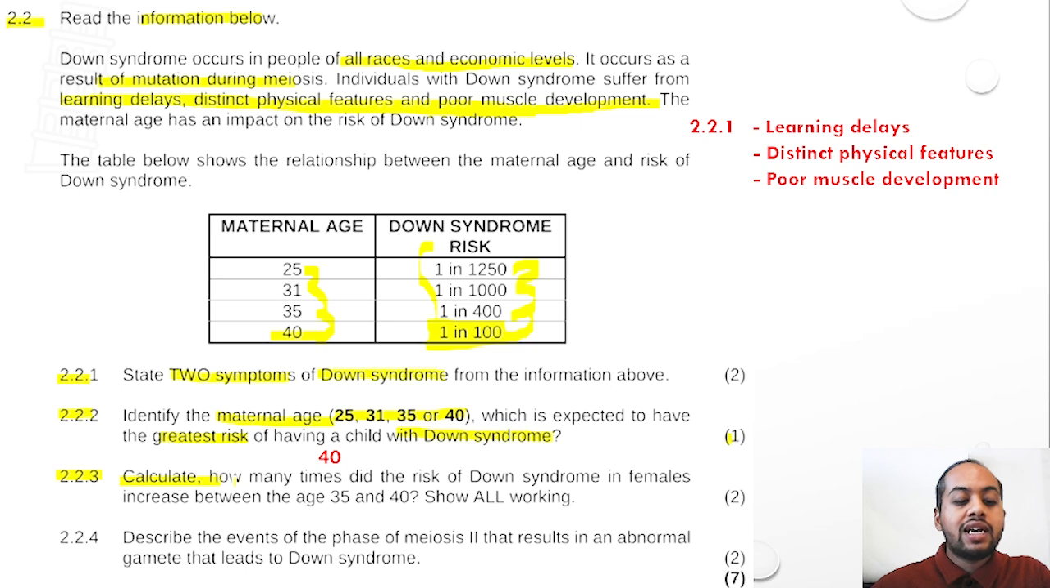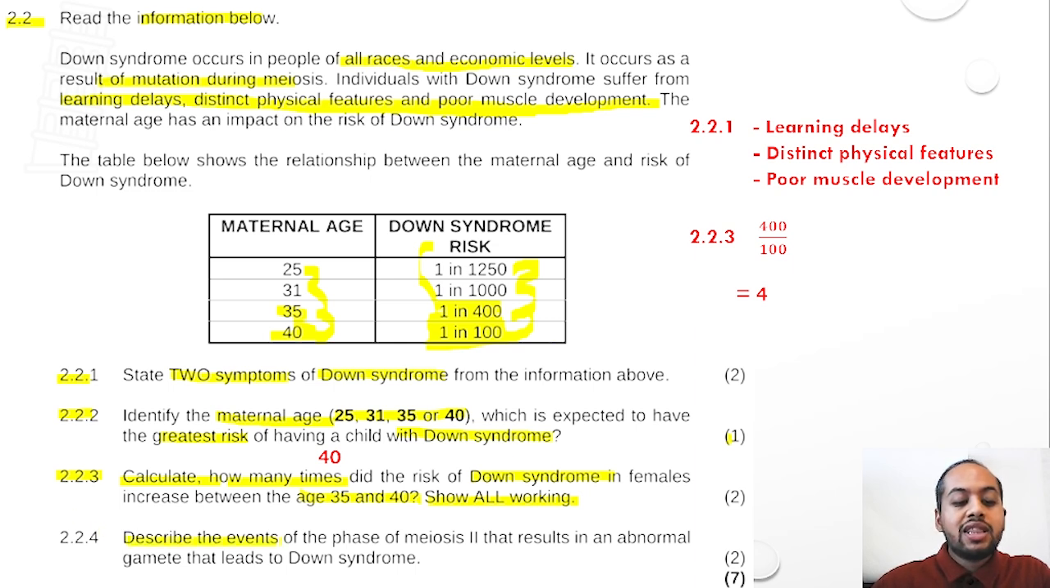2.2.3, you're calculating how many times the risk of Down syndrome in females increased between the age 35 and 40, and show all your working. So you go to 35 and 40, and you see it's either 1 in 400 or 1 in 100. But how many times? So you want to change the unit of measurement, therefore you are going to divide. So 400 divided by 100 is going to give you 4 times.